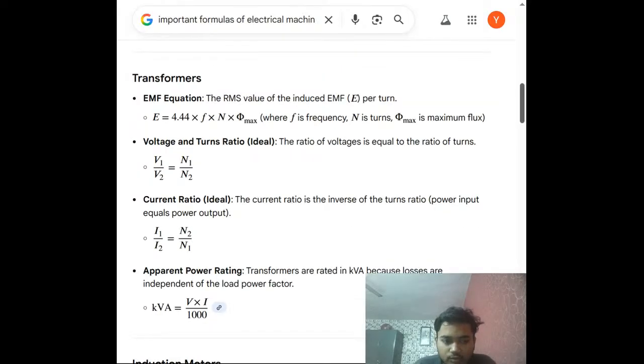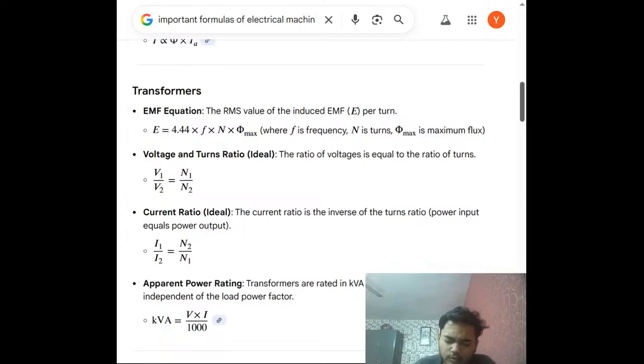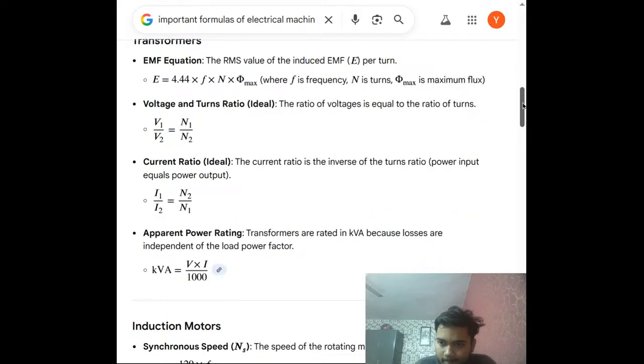Transformer equations. Induced EMF equals 4.44 into phi max into f into N, where phi max is the maximum flux. Voltage and turns ratio: V1 upon V2 equal to N1 upon N2 equal to I2 upon I1. This is the same ratio for all of these.